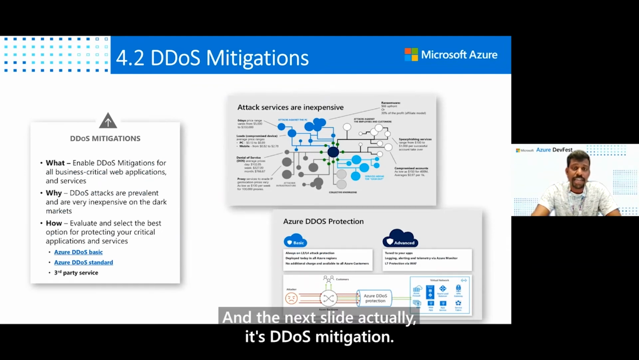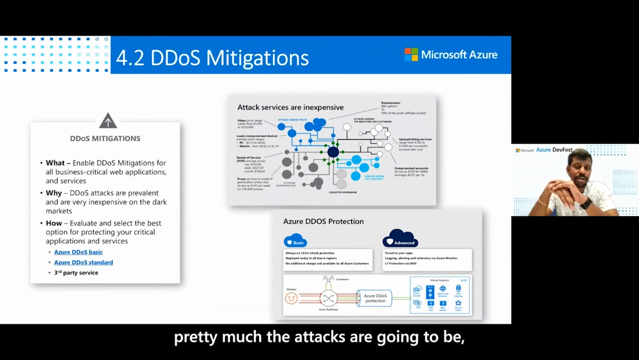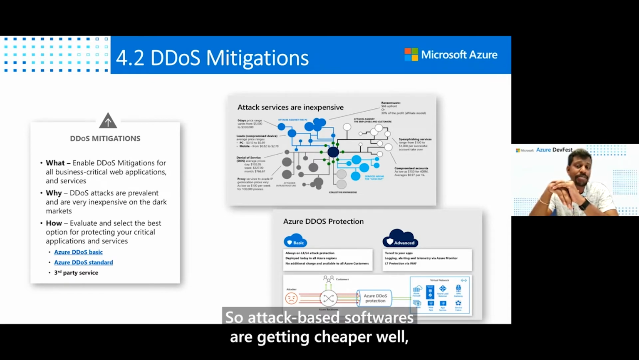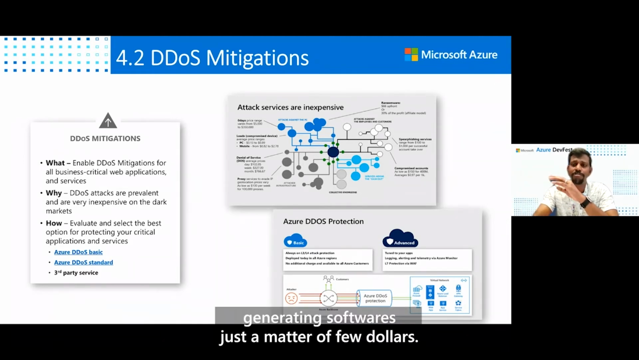The next slide is DDoS mitigation. Attacks are getting cheaper and cheaper. Attack-based software is getting cheaper, and you can even get software that generates these kinds of DDoS attacks and anonymous attacks for just a matter of a few dollars.